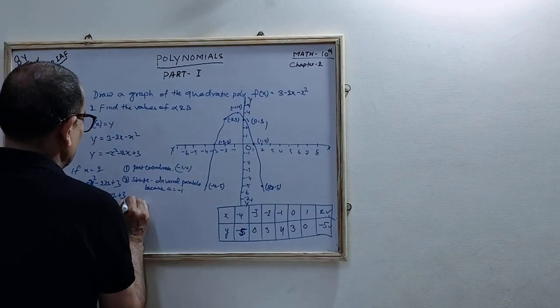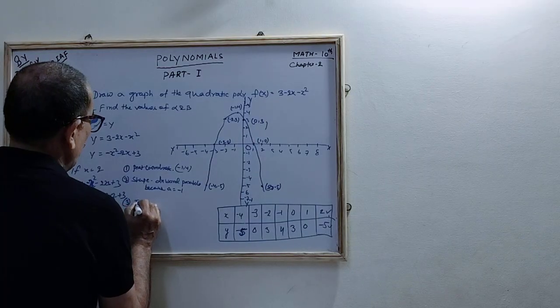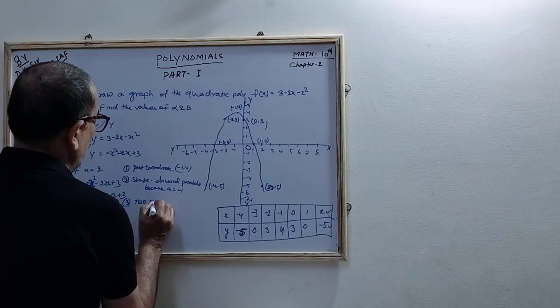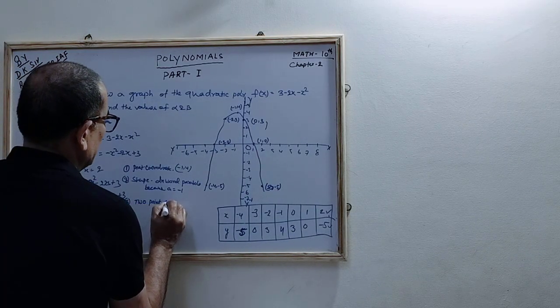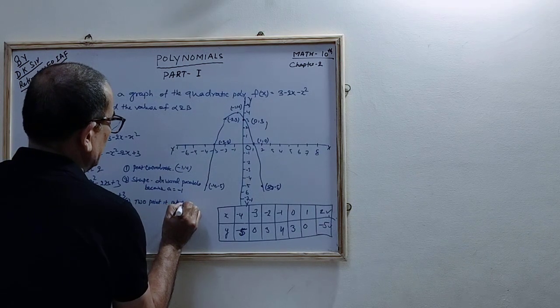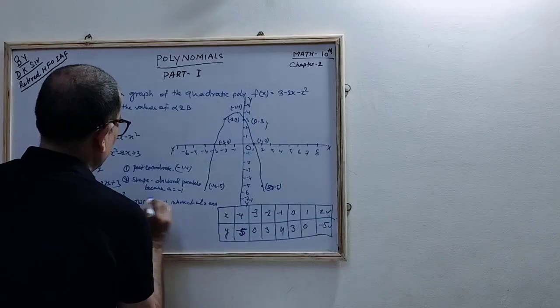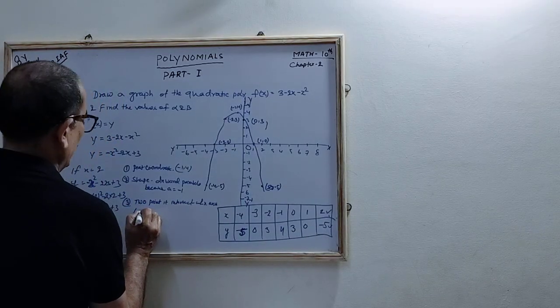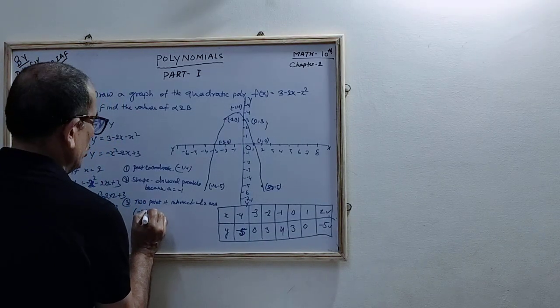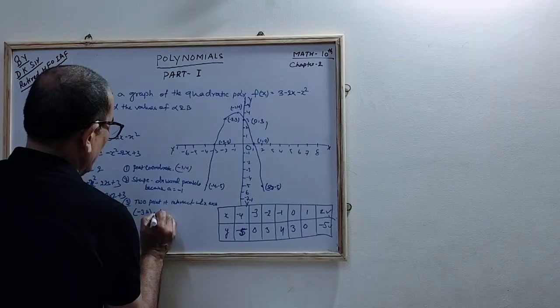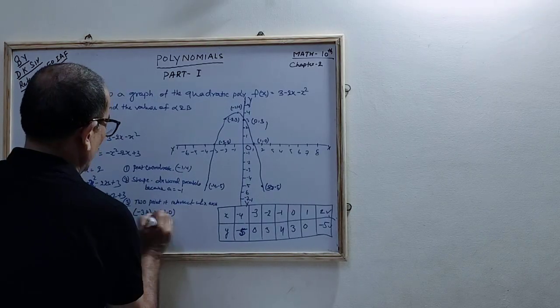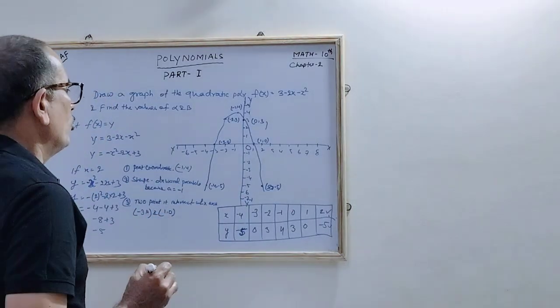The third, we can find the 2 points where it intersects the x-axis. What are their coordinates? Minus 3, 0 and 1, 0. Correct? So this much you got it.